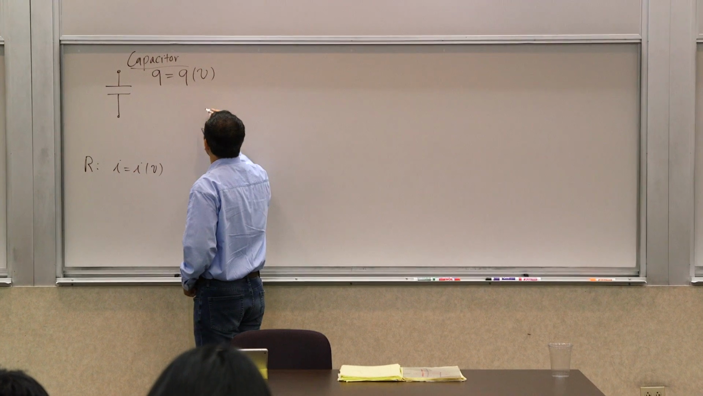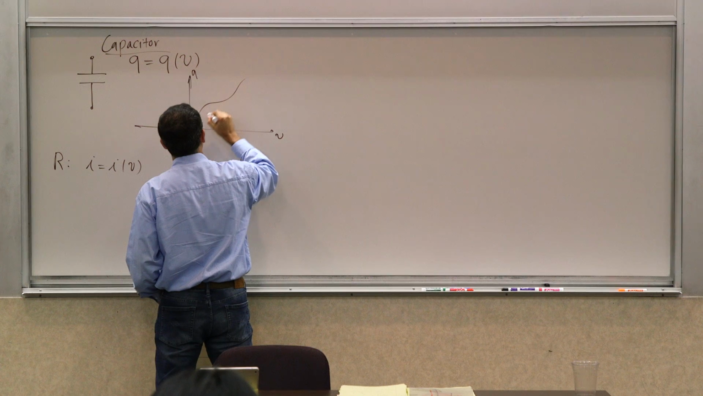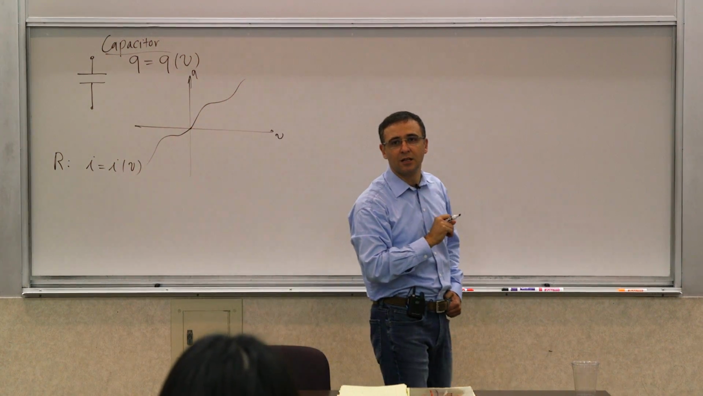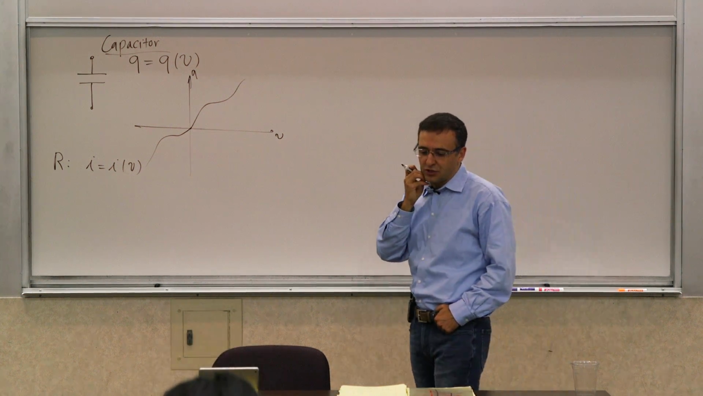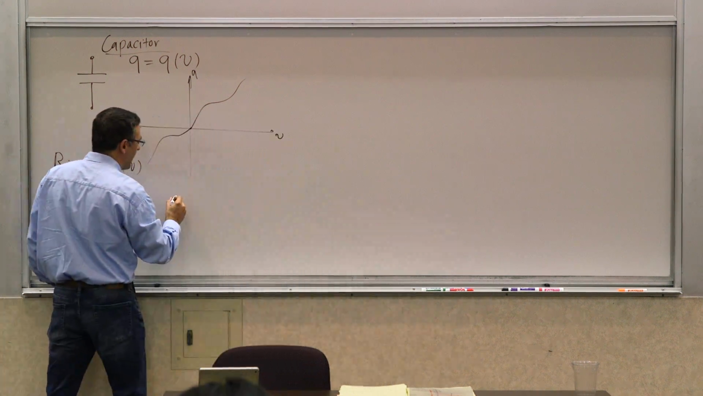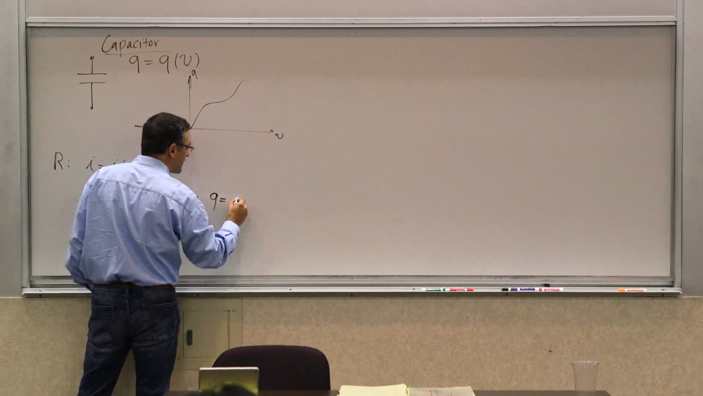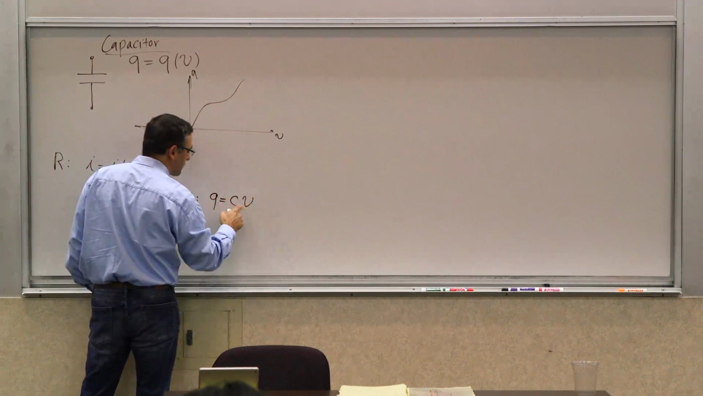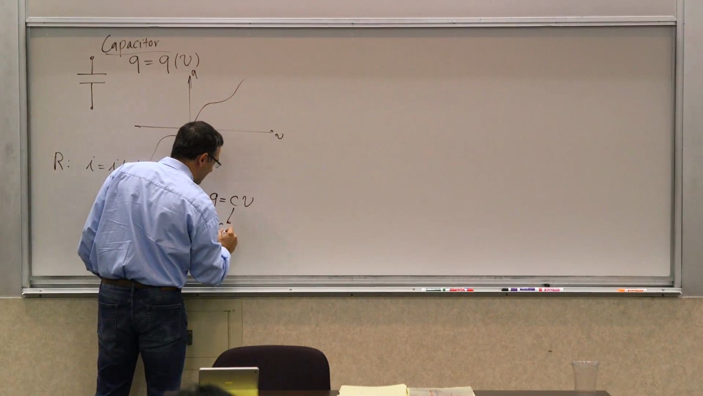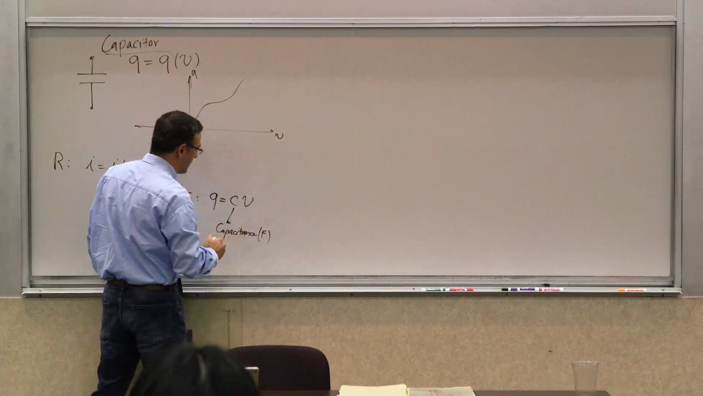In general, if you look at the Q versus V of a capacitor, it could be a nonlinear function. It could even be time varying. It could change with time and do different things. So that's the most general definition of a capacitor. Now, the very special case of that, a linear time invariant capacitor, is Q equals CV. So the charge is proportional to the voltage, and the proportionality constant is called the capacitance, measured in units of farad, which would be coulombs per volt.